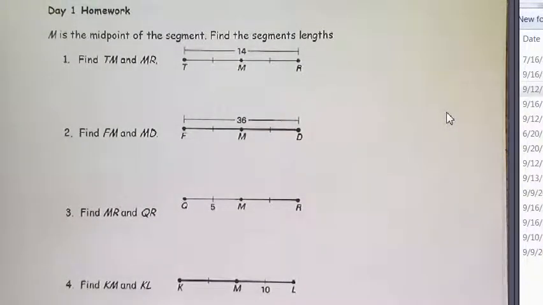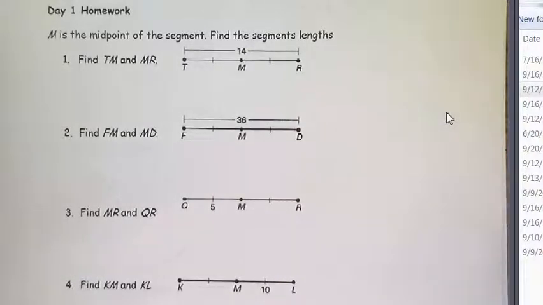Here's another video to help you with your homework when you go home. We're going to learn a lot about lines, line segments, and rays. Today we're going to help find the midpoint and different segment lengths.